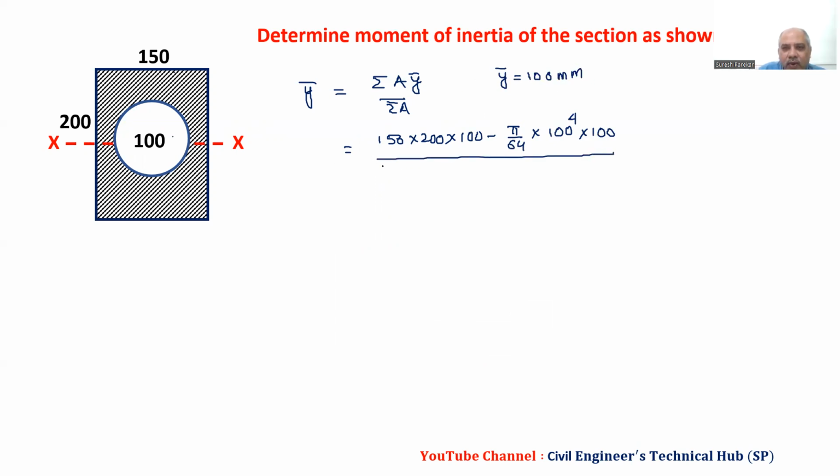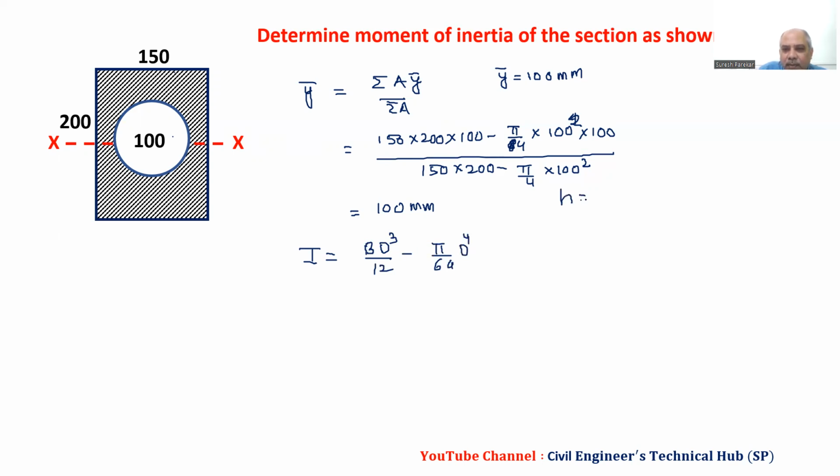I am just showing you pi by 4 into d to the power 2. So pi by 4 d square into 100 divided by 150 into 200 minus pi by 4 into 100 square. But as both are symmetrical with the center, if you calculate this, you will get the value as 100 millimeter because it is symmetrical with the center. And therefore I can directly go with this, that is bd cube by 12 minus pi by 64 d to the power 4.